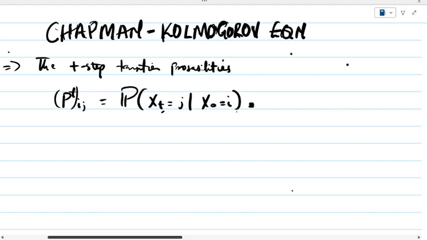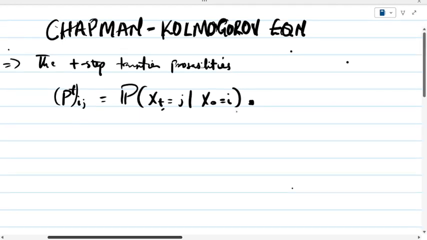But however, this will not help us enough when we have a higher number of steps to check. But with the help of the Chapman Kolmogorov equation that we are going to study today, we should be able to have a better understanding and ease your calculations that have to do with n steps.